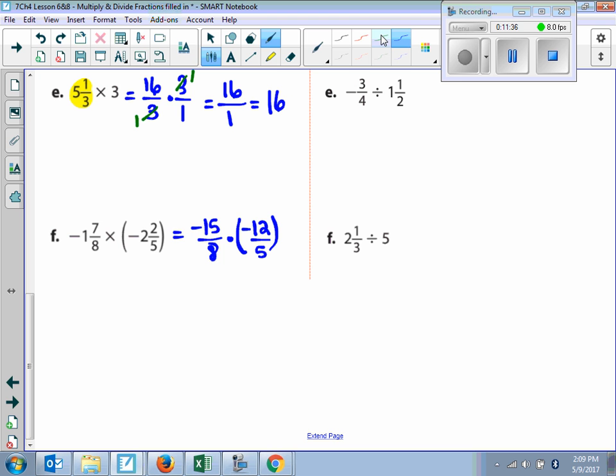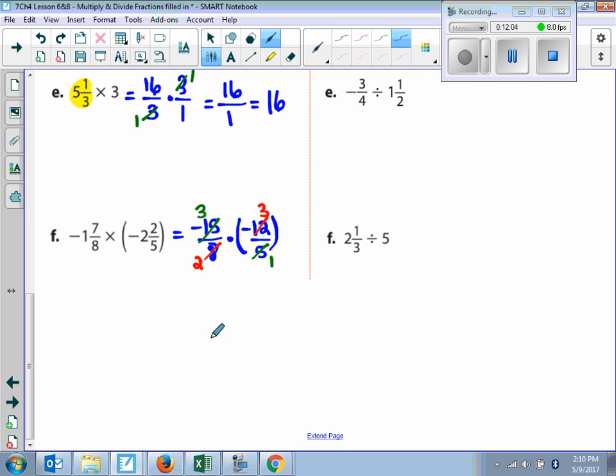And now, before we multiply, we should simplify. So here we're going to have a double simplifying again, right? So 5 divided by 5 is 1. 15 divided by 5 is 3. And let me change colors here. 8 and 12 we can divide by 4, right? So 8 divided by 4 is 2. And 12 divided by 4 is 3.